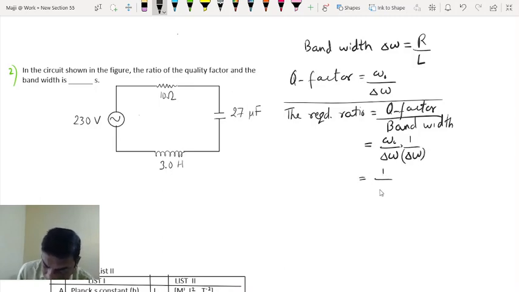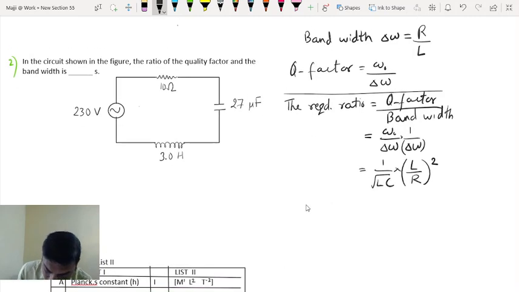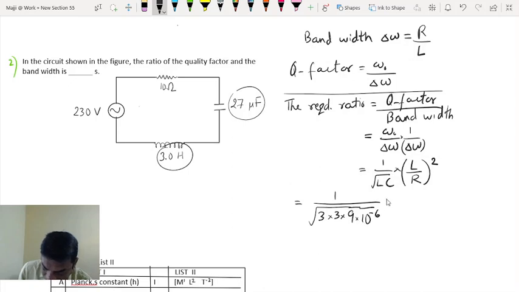Now, omega naught, as you know, is 1 by under root LC, whereas this will be L by R, 1 by delta omega square. You have to substitute the values. If you substitute the values, let us see. L is how much? L is 3 in SI unit, whereas C is 27. 27 can be written as 3 into 9 micro. Micro means 10 power minus 6. L is 3 and R is 10.